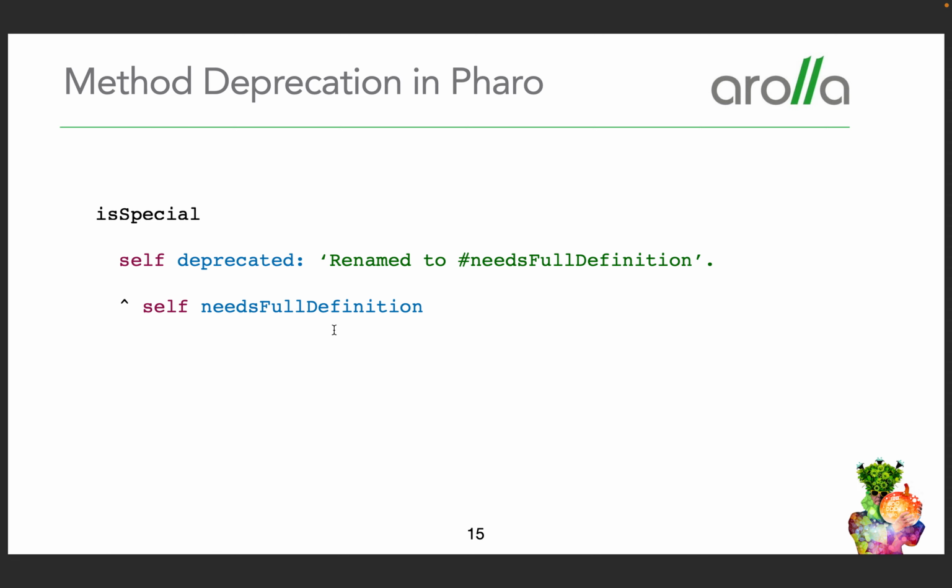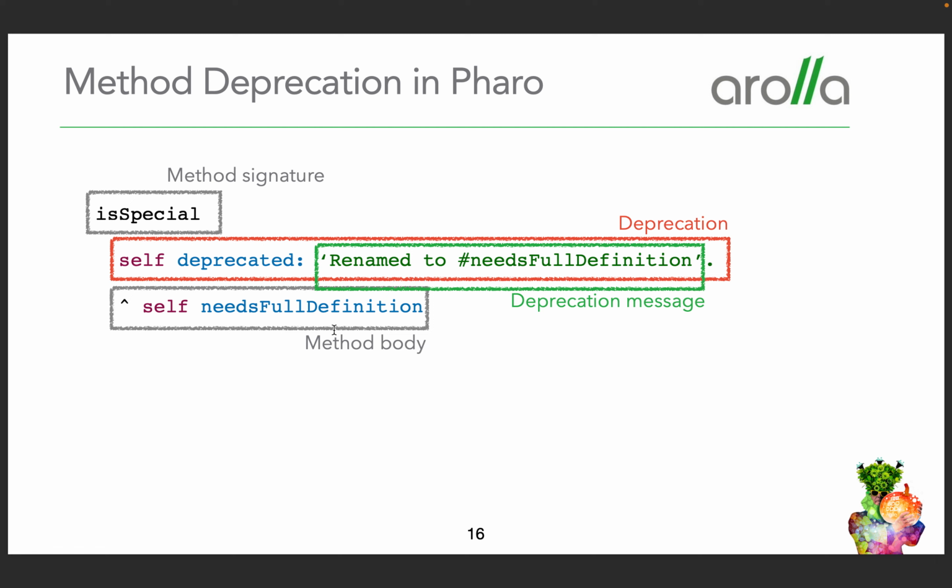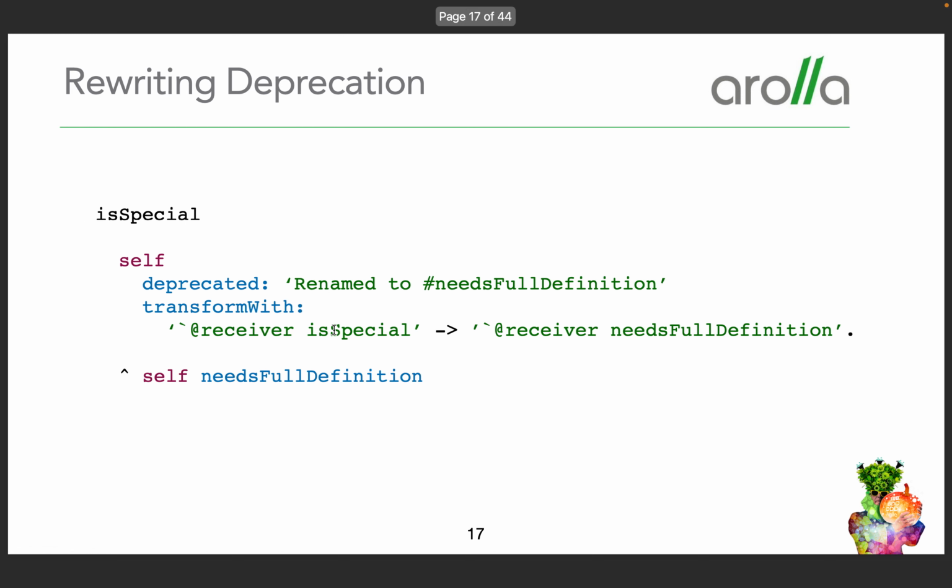So here's an example of a method deprecation in Pharo. You can see that the first line is just a method name, a method signature. The second line is the deprecation. It is a method call that accepts one argument, which is a string, and the string is a deprecation message. It informs clients that the method is deprecated, and in this case, it tells the client that the method was renamed to another name. Like this, the client knows what needs to be done. And finally, the method body, that will be executed after the deprecation warning is fired.